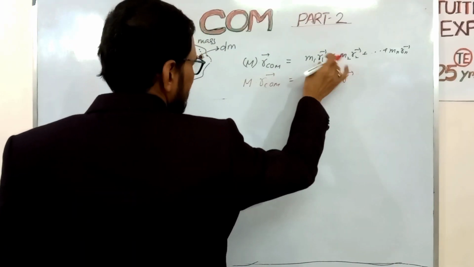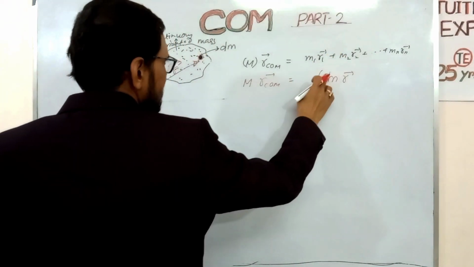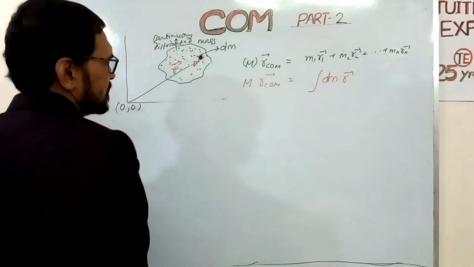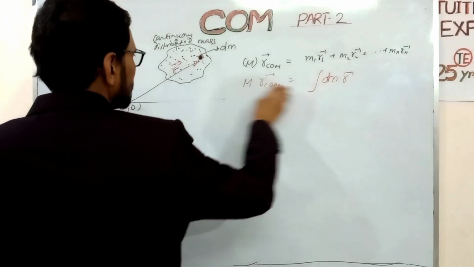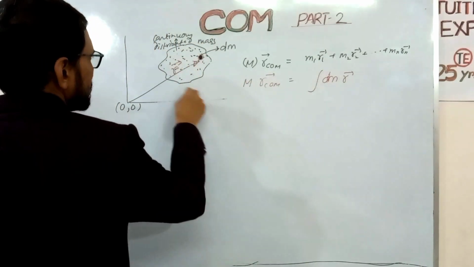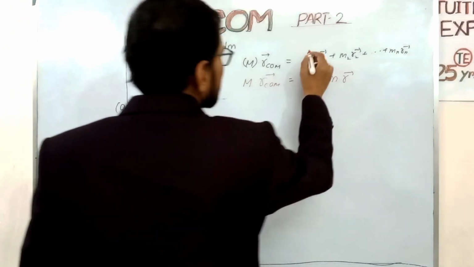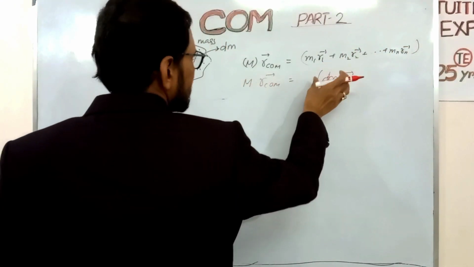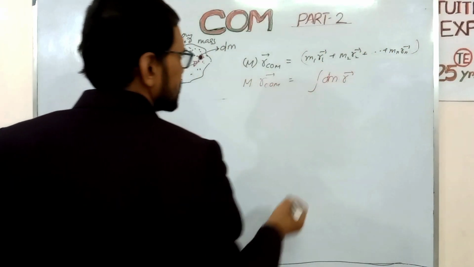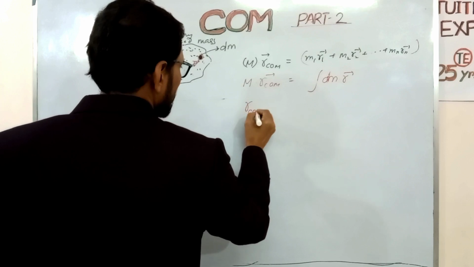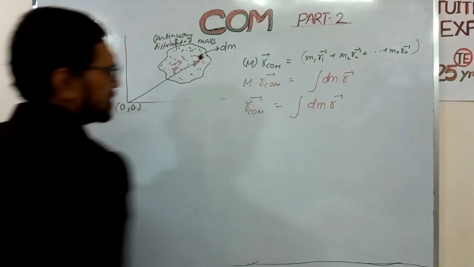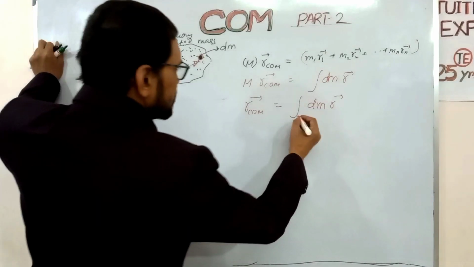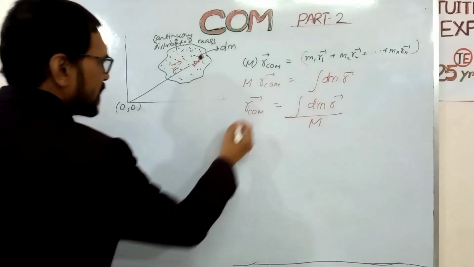because we know that summation is the integration of small parts. So for point masses we have this expression, and for continuous distributed mass we write this in place of it. Now what is R_CM? R_CM equals the integral of r dm divided by the total mass of the system.